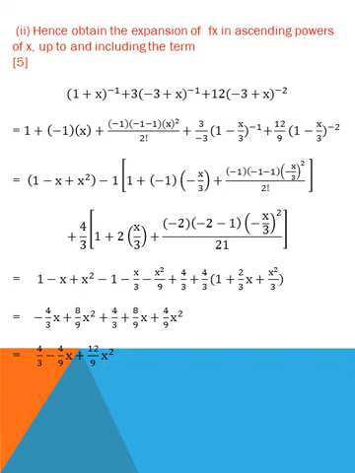In part number 2, he is asking, hence obtain the expression of f(x) in ascending powers of x up to and including the term in x square. So I use the binomial expansion formula here. The formula is 1 plus x power n is equal to 1 plus nx plus n into n minus 1, x square over 2 factorial plus n into n minus 1, n minus 2, x cube over 3 factorial plus so on. This formula is applicable only when the first constant is positive one and the other variable is something else.